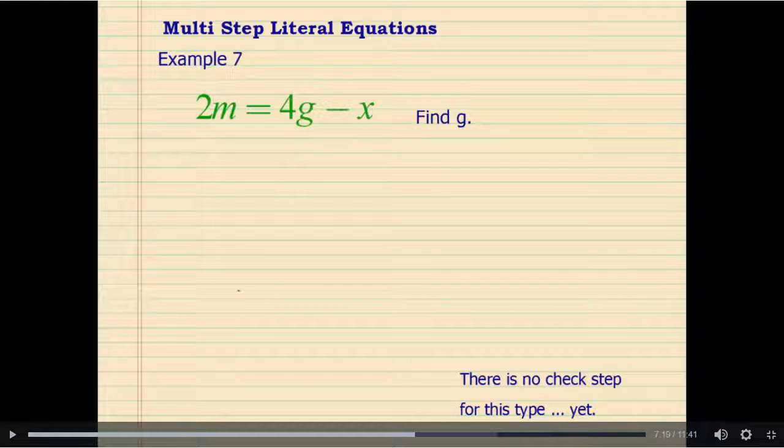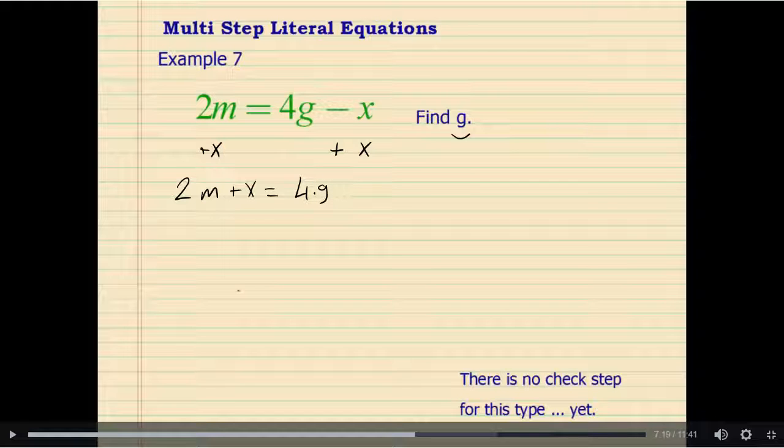We will also have multi-step literal equations, and to find the result on these, again, we are going to try to isolate the variable that's been asked. In this case, we need to isolate g. Whenever we are isolating g, we're going to use reverse order of operations. First thing we want to undo is the subtraction in here by adding x on each side. So we would have 2m plus x is equal to 4g.